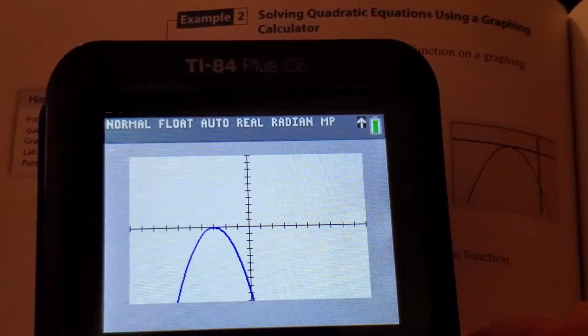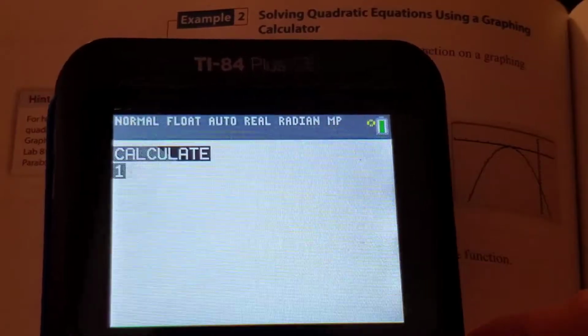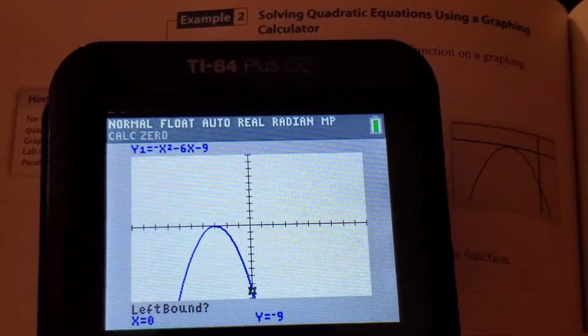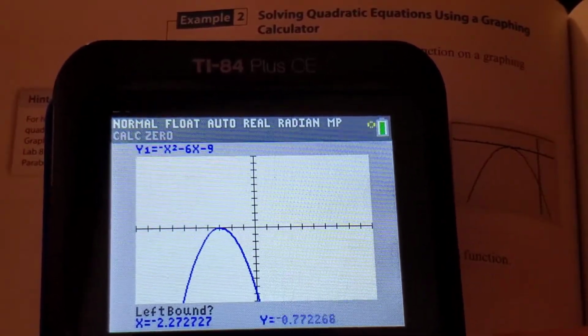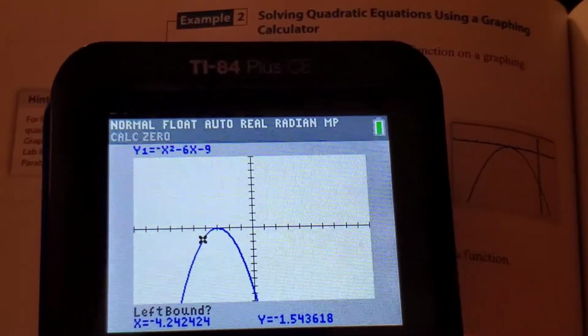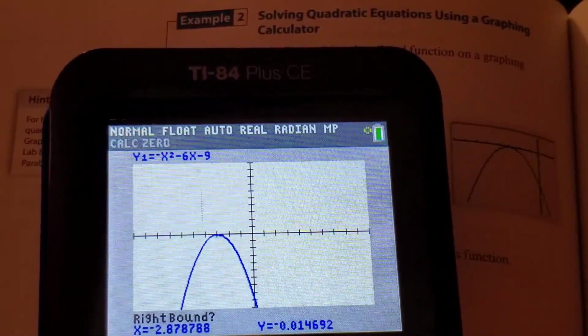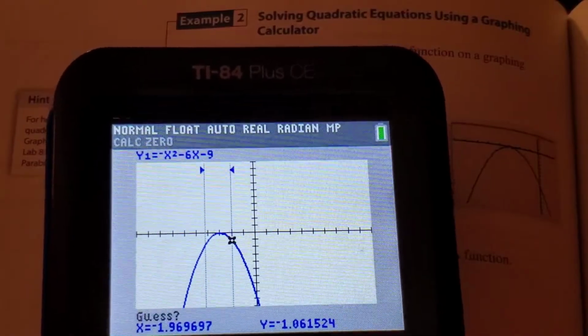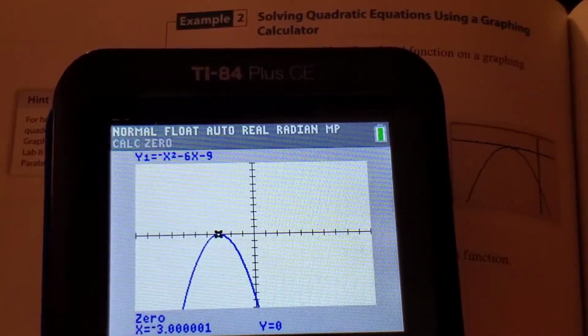And again, I'm going to just do it my way. Second trace, which is calc. And then I'm going to go to 0. And then they ask me for the left bound. So I'm going to go get the left bound, a little bit clear of the vertex. And then again to the right. Enter. And then I press enter again. Boom.